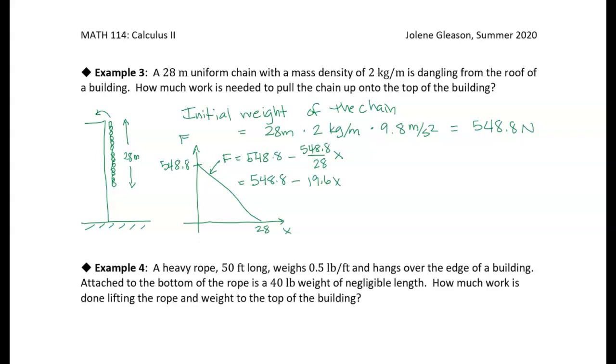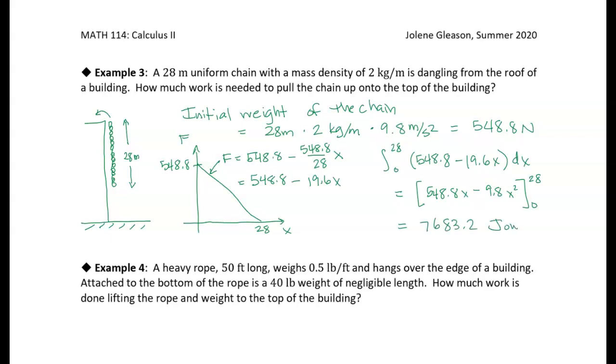That's how the force is changing as we pull the chain onto the roof. So I'm just going to integrate that variable force from 0 to 28. I'm going to integrate 548.8 minus 19.6x dx to get my work. When I integrate that, I get 548.8x minus 19.6 divided by 2, which is 9.8 x squared. And I want to evaluate that from 0 to 28. When I put that into my calculator, I get 7,683.2 joules.